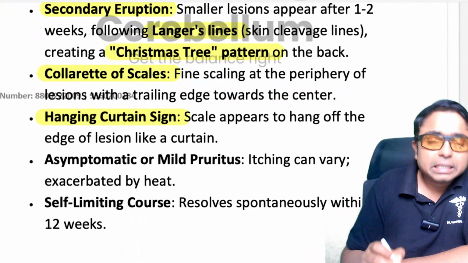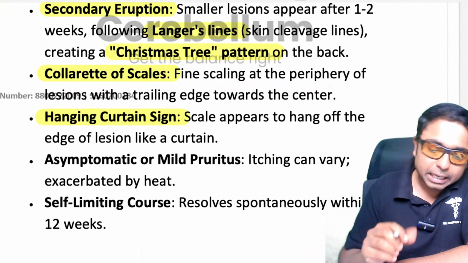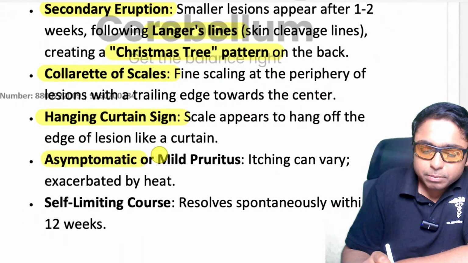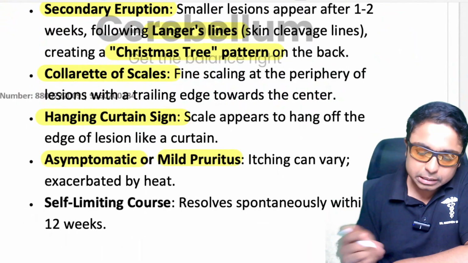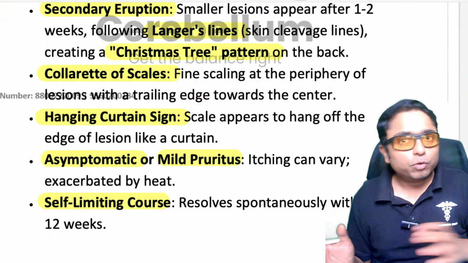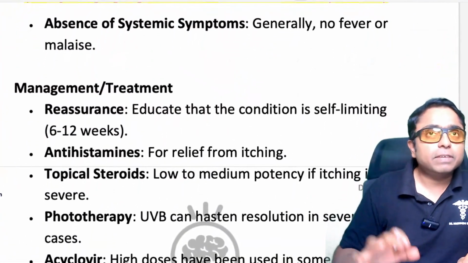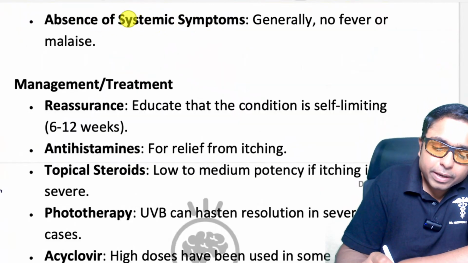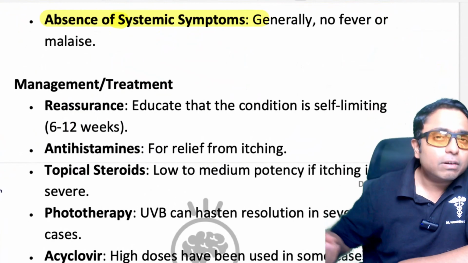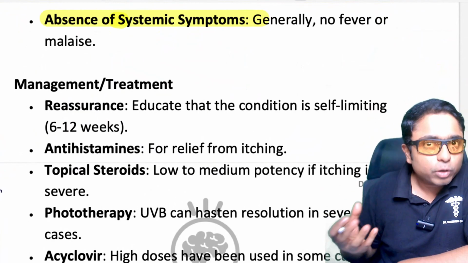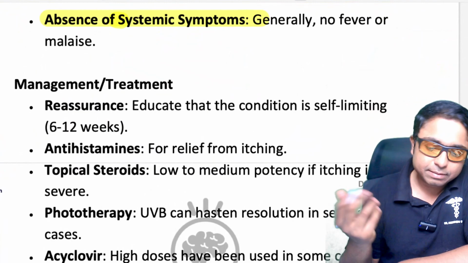And remember, there is a hanging curtain sign associated with Pityriasis rosea, and usually it is asymptomatic, or there can be mild pruritus, and it is a self-limiting condition. Like I have told you, 6 to 12 weeks is the duration, after which the condition will self-resolve. Systemic symptoms may be absent, or the patient may develop some kind of constitutional symptoms because it is associated with HHV6 and HHV7.